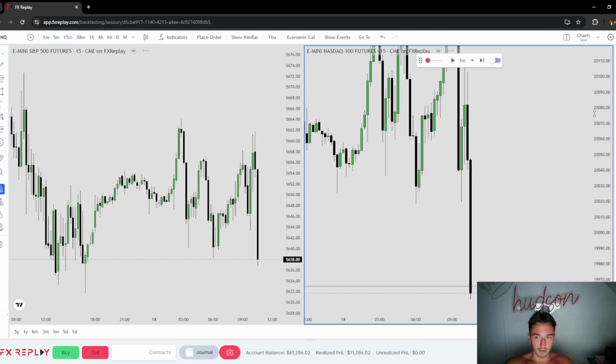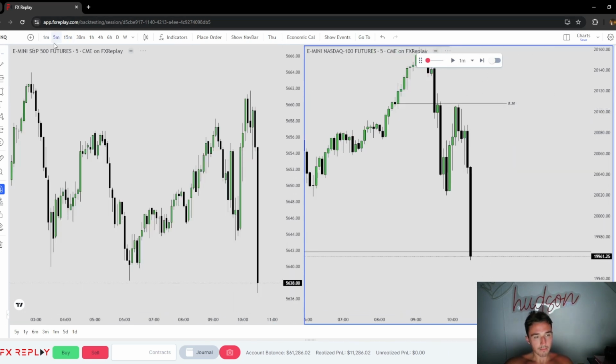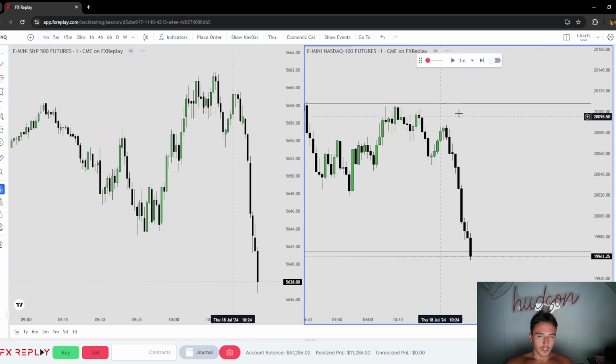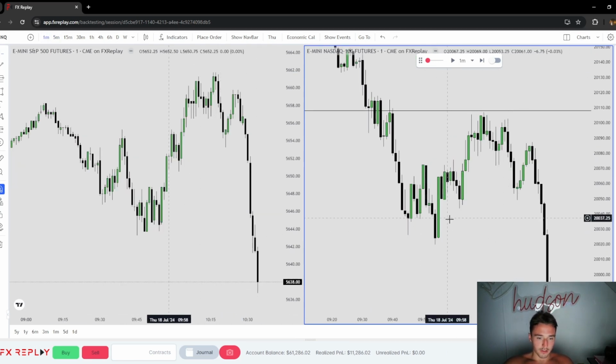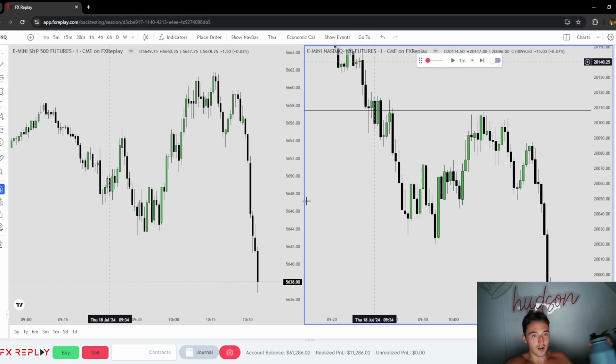So higher time frame PD array was this 15-minute gap. On the 5-minute, I guess we actually did need to trade higher, so I shouldn't have taken it on the 1-minute, but 15-minute PD array, so on and so forth. Let's go to the next day. So this is going to be a 1-hour video.